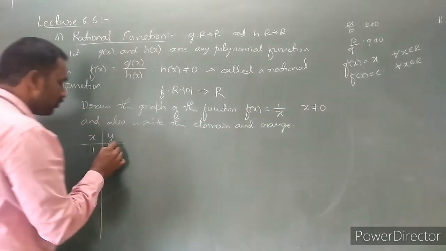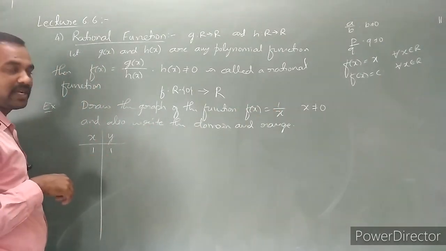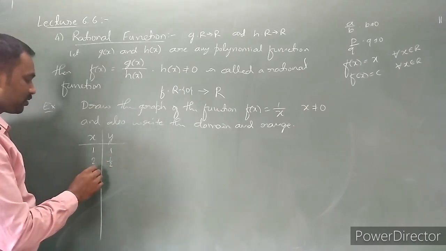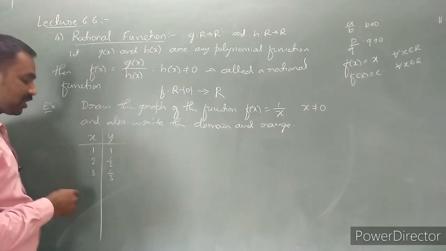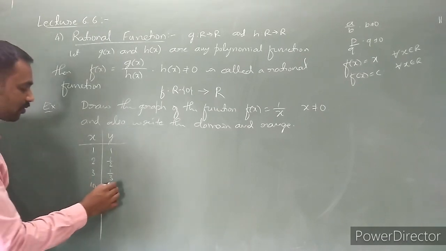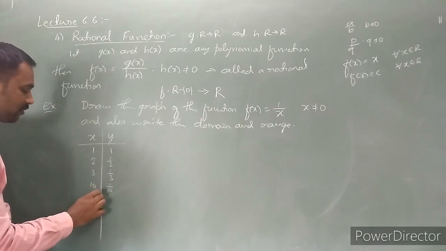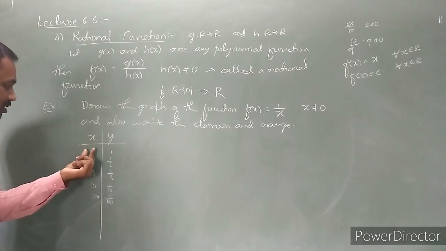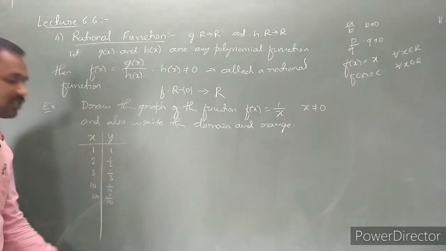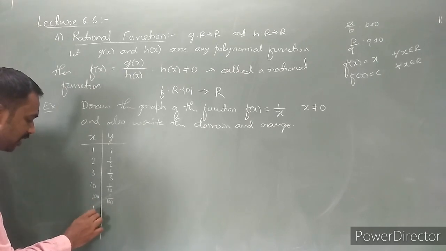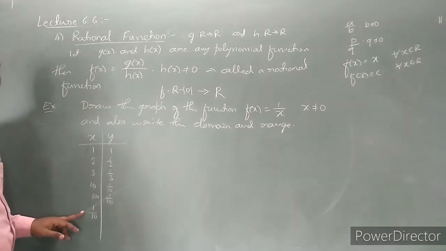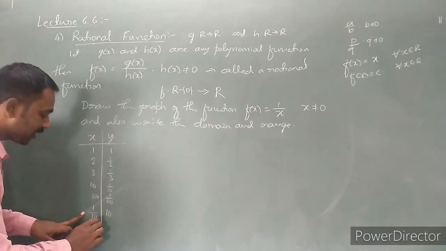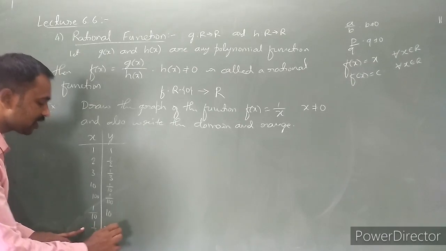What is the f of x value? f of x value is 1, or the y value is 1. If x value is 2, what is the f of x value? 1 divided by 2. If x value is 3, 1 by 3. If x value is 10, 1 divided by 10. If x value is 100, 1 by 100. Exactly, as we increase the x value, the y value is decreasing. Suppose I take x value as 1 by 10, in that case what is the y value? 10. Is that clear? If I take 1 by 2 as x value, it becomes 2.